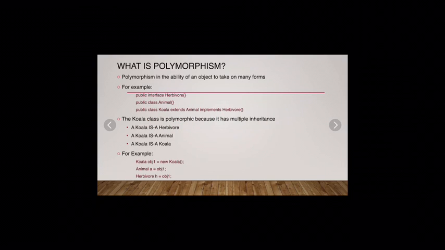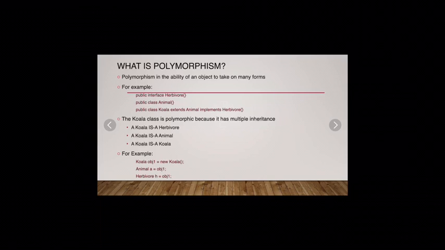So the koala class extends the animal and it's going to implement a herbivore. So basically this is telling me that a koala is an animal and that animal is a herbivore. A herbivore means that it's an animal that feeds mainly on plants. So it's polymorphic because it can take many forms. A koala is a herbivore, a koala is an animal, and a koala is a koala.